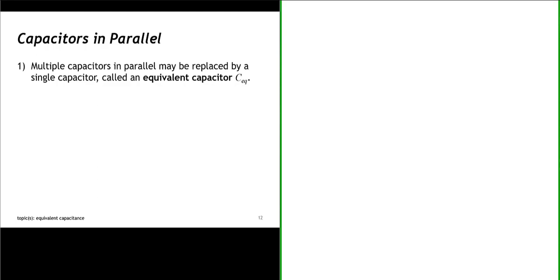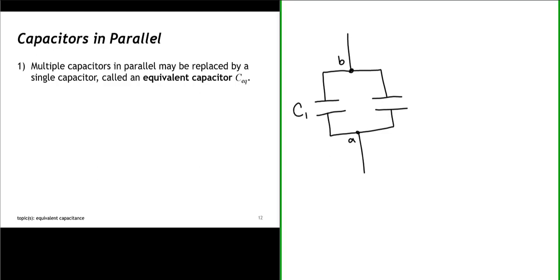Multiple capacitors in parallel may be replaced by a single capacitor called an equivalent capacitor. Suppose we have two capacitors in parallel. These two capacitors in parallel are attached to the same two points, A and B. The first capacitor we'll call C1 and the second capacitor we'll call C2.